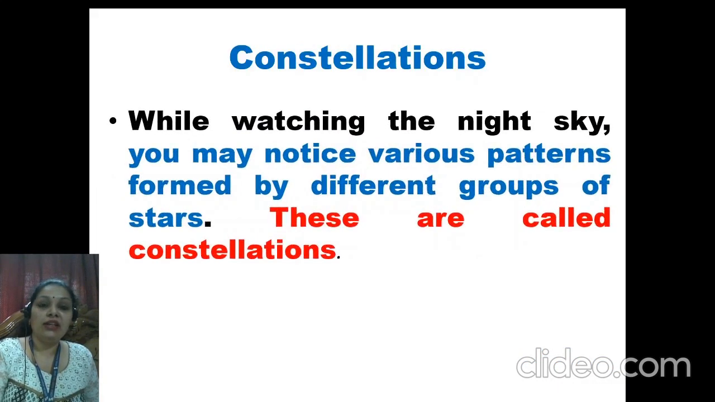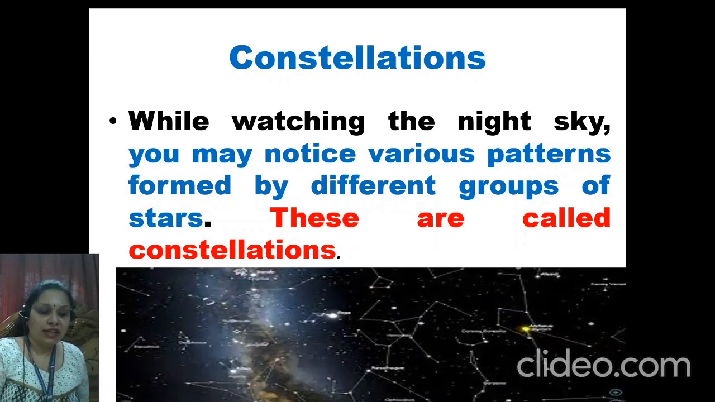Now we will talk about constellations. While watching the night sky, you may notice various patterns formed by different groups of stars. These are called constellations. When we watch the sky at night, we see different stars forming different patterns. Those groups of stars are known as constellations.